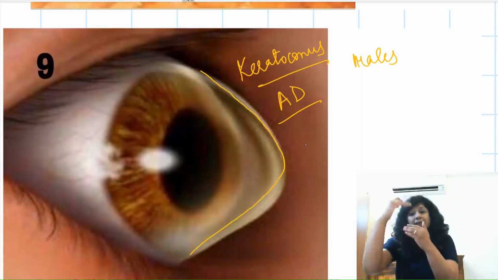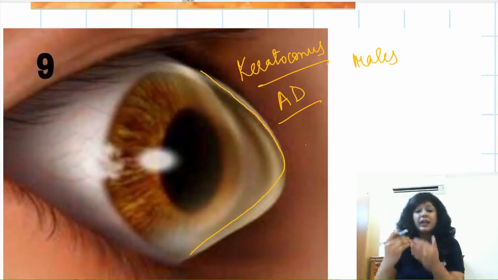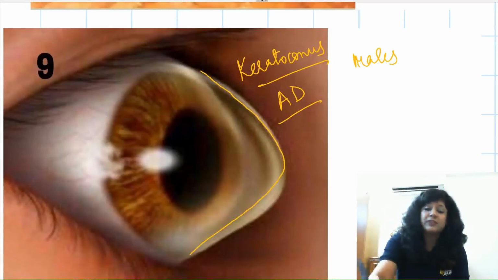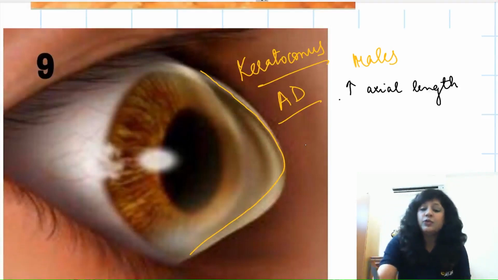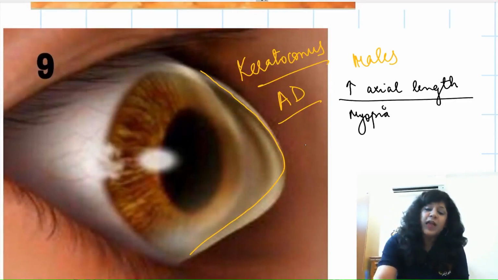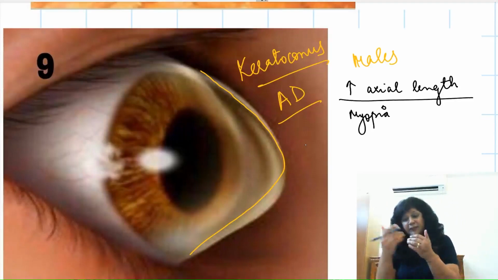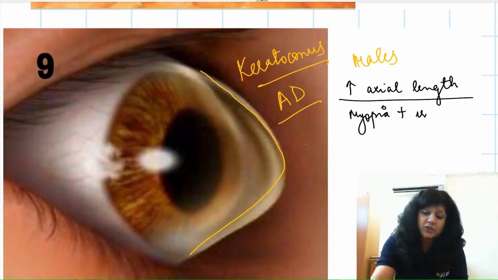So this conical ectasia of the cornea is actually leading to two things. There is an increase in the axial length. So due to this conical protrusion, there will be an increase in the axial length. Due to the increase in the axial length, this patient will develop myopia, and obviously there is an uneven surface. So along with this, the patient will also have irregular astigmatism.